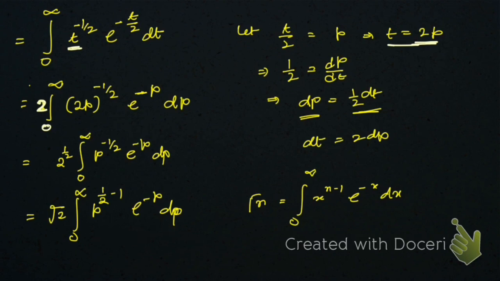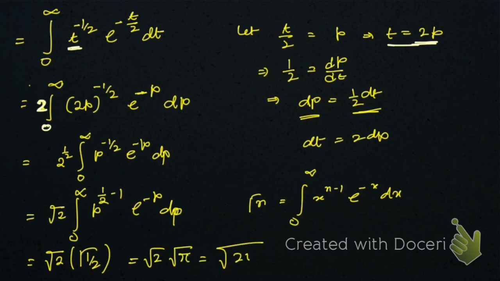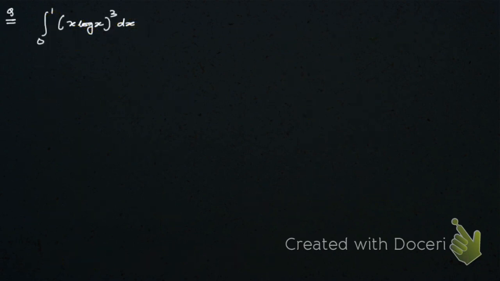So we're going to have root 2 then gamma half. Okay, this is gamma half, not root half. So gamma half is nothing but square root of pi. So root 2 into root pi, which can be written as root over 2 pi. So this is our answer. So hope you have understood this. So here you can see, let me write the given expression first.